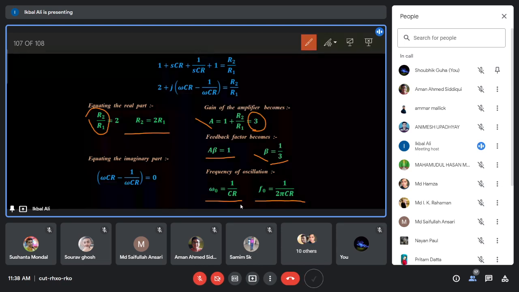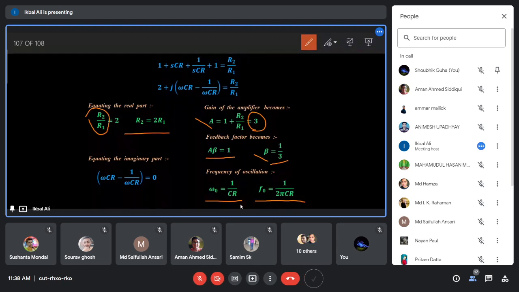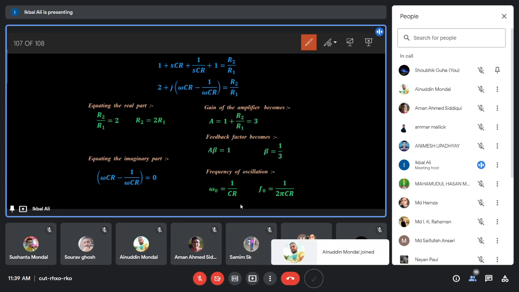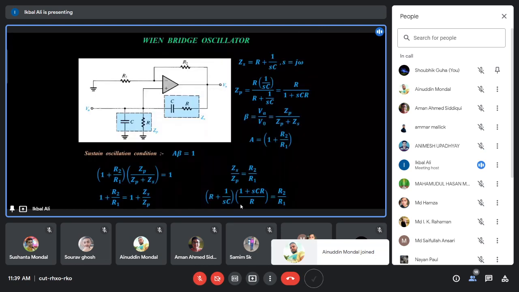So in this way, you can analyze any oscillator circuit and get the oscillation frequency and the sustained oscillation condition with the help of the Barkhausen criterion A beta equal to 1. You just have to calculate the amplifier gain A and the beta network fraction. I hope you have understood how to analyze a circuit with the help of a particular circuit, which is called the Wien bridge oscillator circuit.